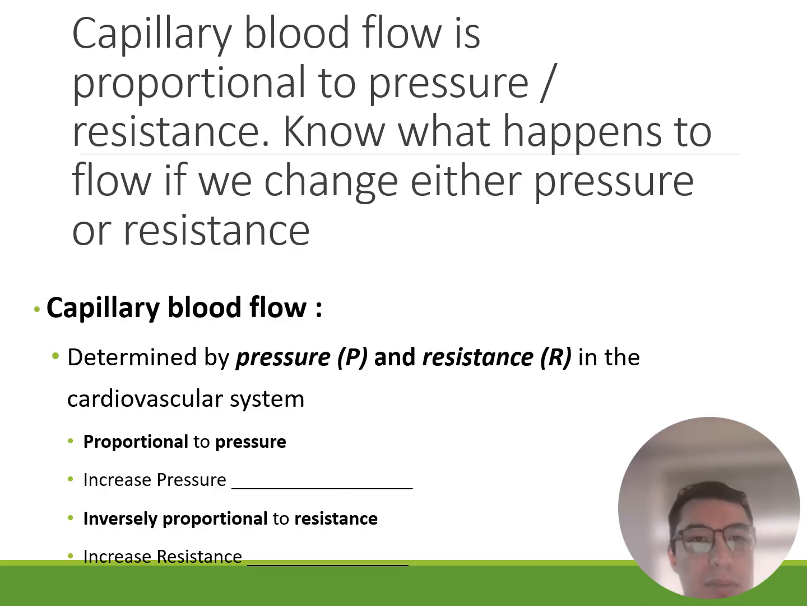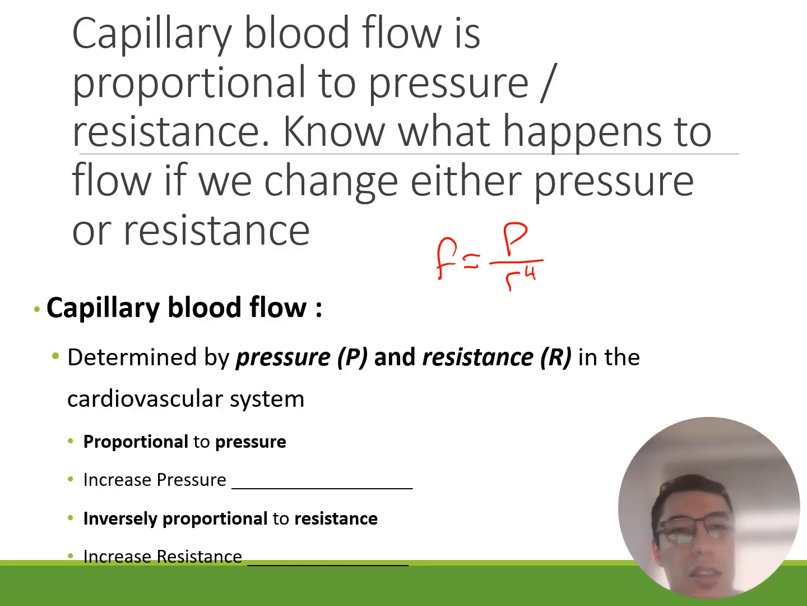Okay, so capillary blood flow is proportional to pressure over resistance. So flow, let's just write it down. Flow equals pressure over resistance, and this is, we will say, kind of like it is to the fourth power. What happens to flow if we change either pressure or resistance? So in this equation, if we have flow that is equal to pressure over resistance, if we increase pressure, we're gonna increase flow.